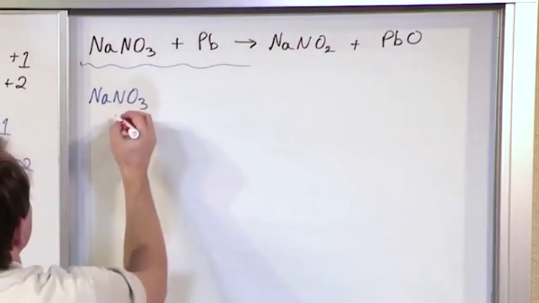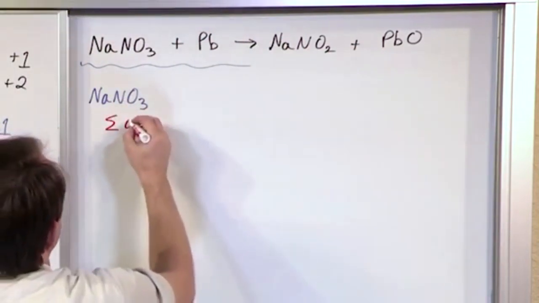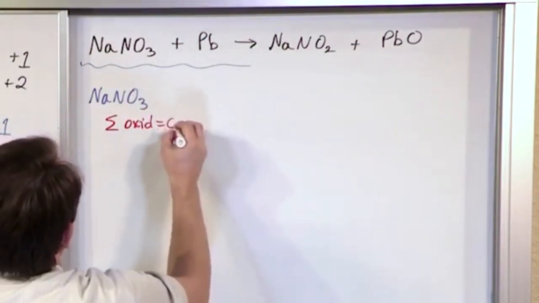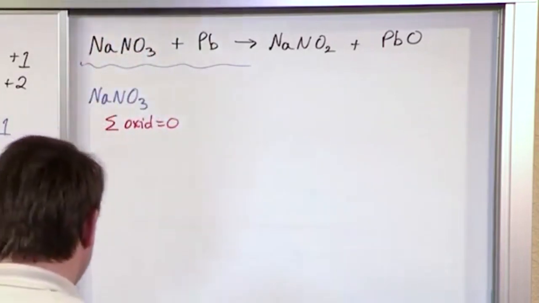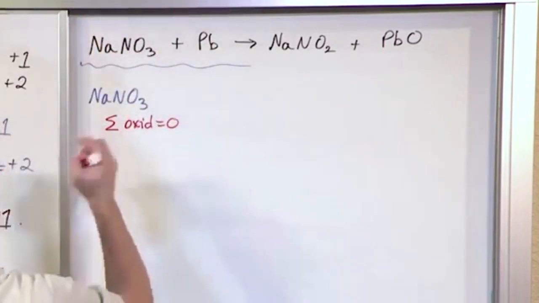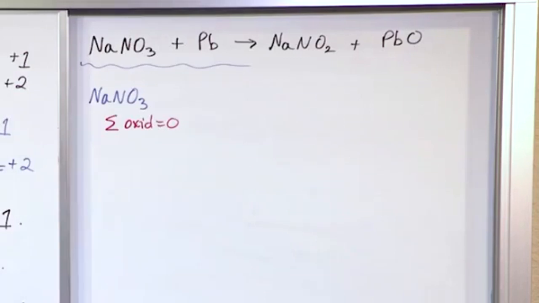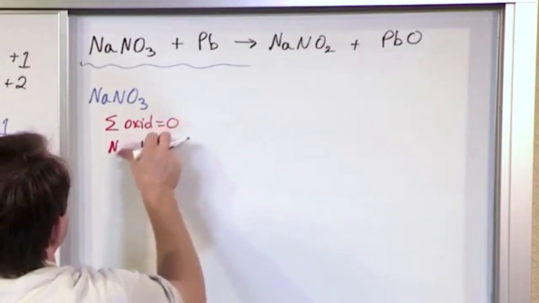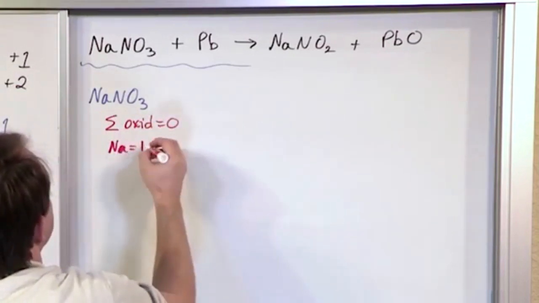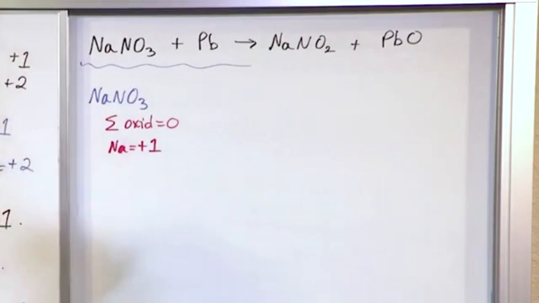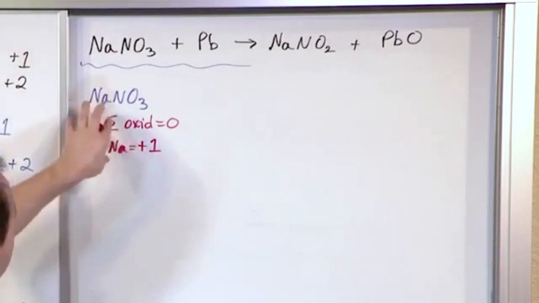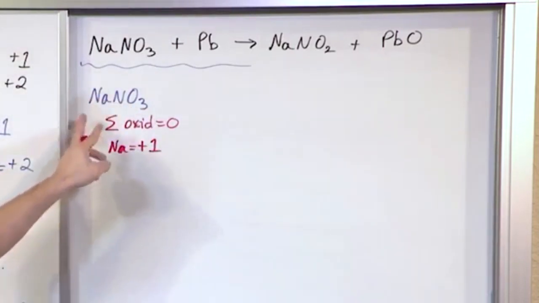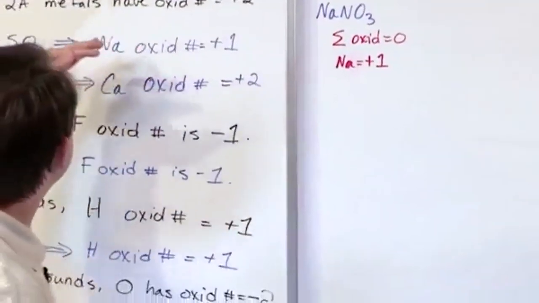So for rule number 1, we know the sum of the oxidation numbers has got to equal 0, because this is a neutral compound. Then we go over here and ask, do I have any group 1A or 2A metals? I do have a sodium, so I know right away the sodium, not N, that's nitrogen, Na, is +1. Then you ask yourself, do I have enough info to figure this out? I don't, because I have 3 elements. So let's keep going down the list.